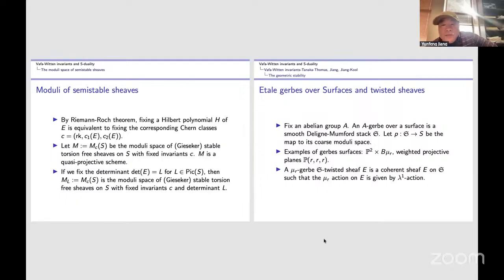If you want a non-trivial gerbe, take a non-trivial line bundle on P2. Let's take O(1) on P2, delete the zero section, and give the C star action on the fiber given by the weight R action, lambda goes to lambda to the power R. Then the stack quotient will be the weighted projective stack P(R,R,R). This is a non-trivial mu_R gerbe determined by the non-trivial line bundle. Okay, these are the examples.